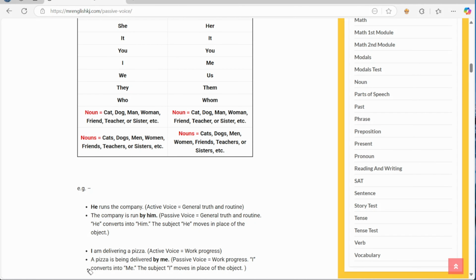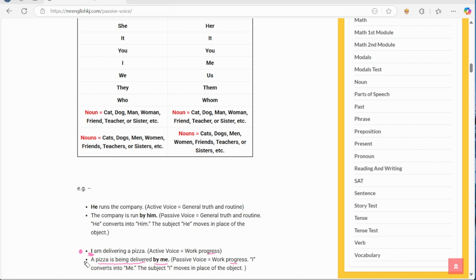I am delivering a pizza. I think this might be easy. This will help you to understand. Who is delivering the pizza? I. Who is responsible for this? I. A pizza is being delivered. Same. I am delivering a pizza, a pizza is being delivered. Both are work in progress. Both happening at the same time. It does not change anything. The thing that it changes is that here we are giving importance to I, here we are not. Here we are just focusing on the verb.